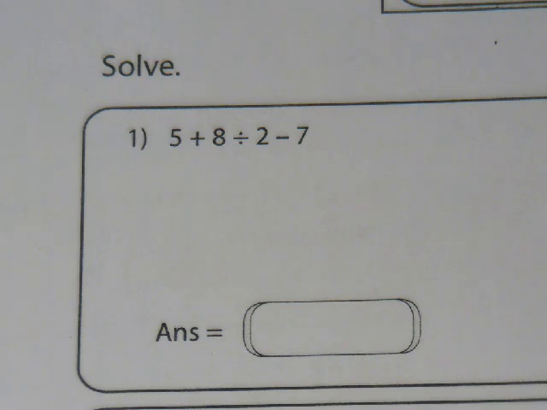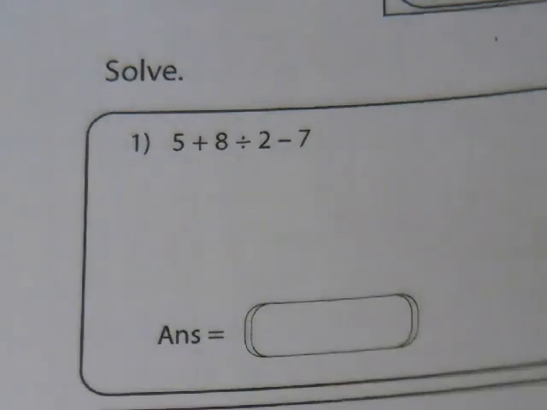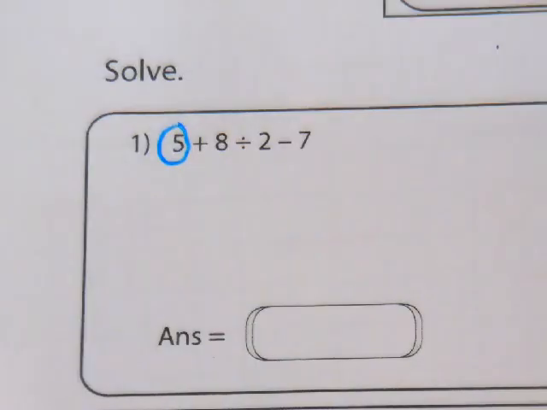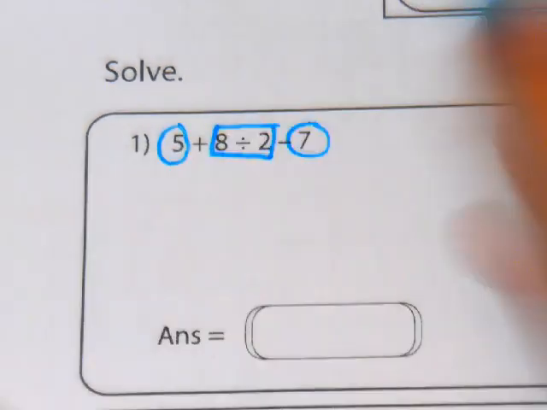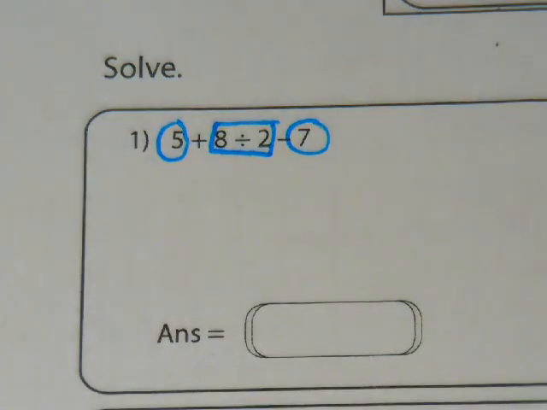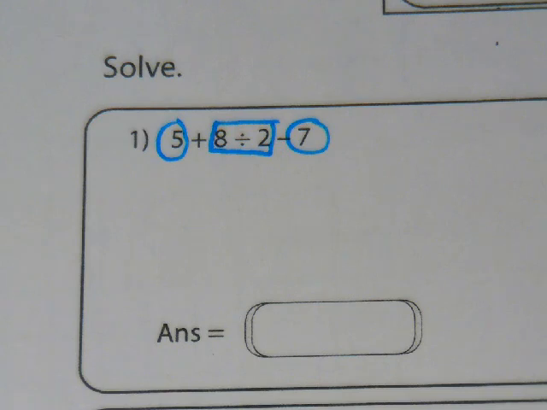Tell me, Ruben. So, we're going to circle the 5 by itself, the 8 divided by 2, and then the 7. What are the 2 things I never want to see in a circle? Addition and subtraction. That's the 2 things I never, ever want to see in a circle, the addition and the subtraction.